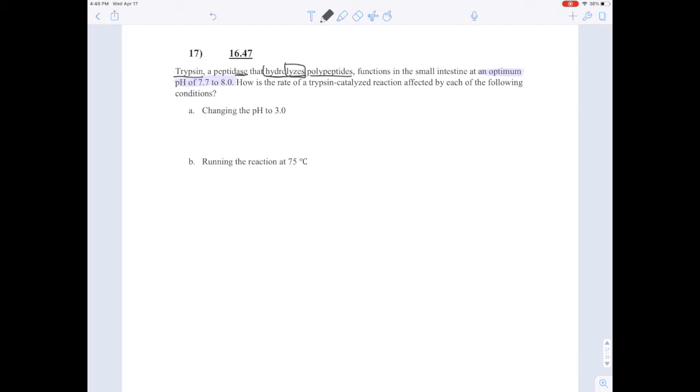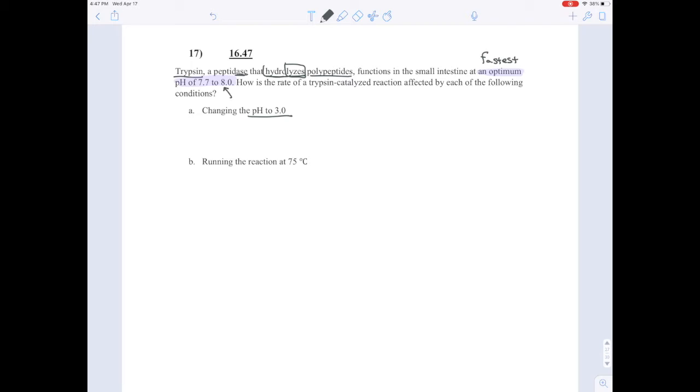Now, enzymes speed things up. So the reaction will happen fastest in the pH between 7.7 and 8, because that's when trypsin will be working best, and what trypsin does is to speed up this reaction. So the reaction will happen fastest in that range. Then it says, how is the rate of a trypsin-catalyzed reaction, so a reaction that's sped up by trypsin, how is the rate affected by each of the following? And it says changing the pH to 3.